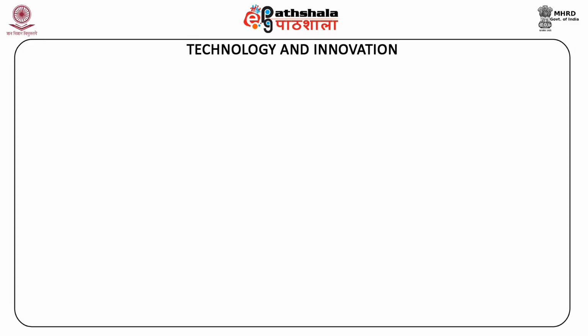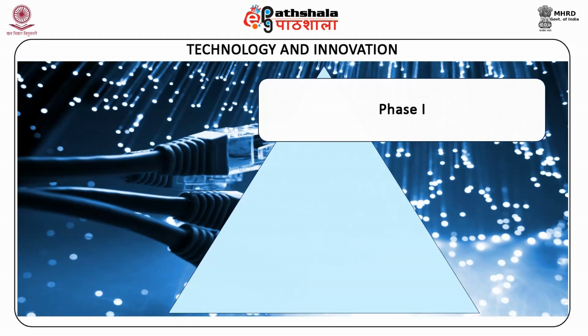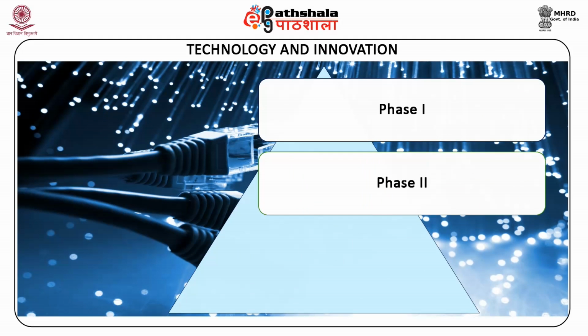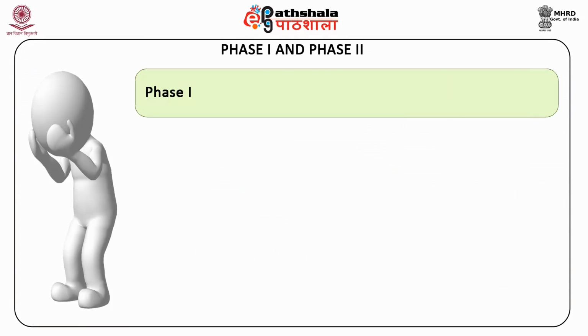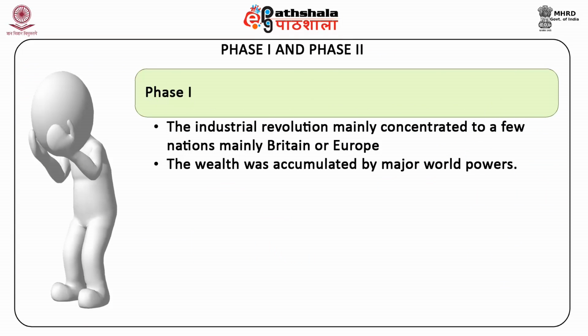This may be explained on the basis of Phase 1, Phase 2, and Phase 3. Phase 1. The Industrial Revolution mainly concentrated in a few nations, mainly Britain or Europe, and it passed through several stages of change. It was majorly concentrated in colonial dominance up to World War II, thereafter shifted to the United States of America. The wealth was accumulated by major world powers.